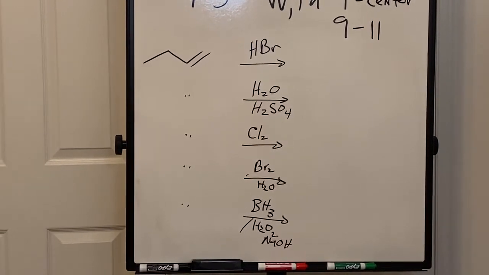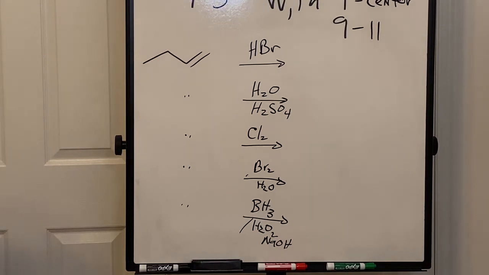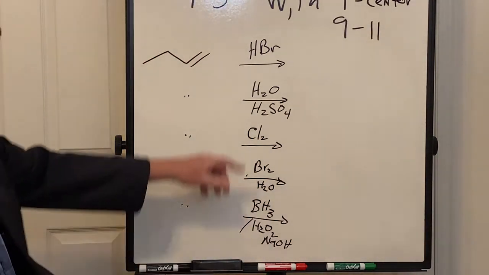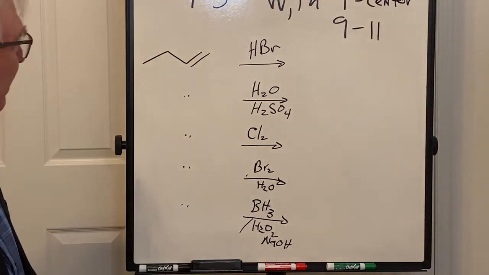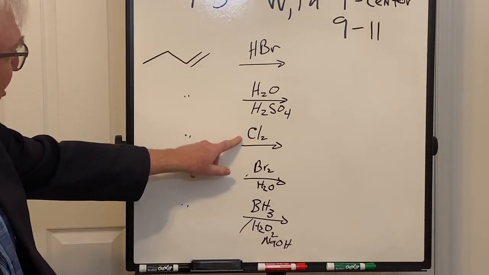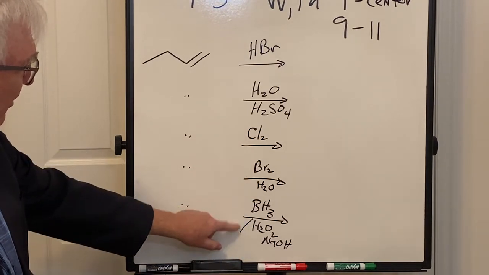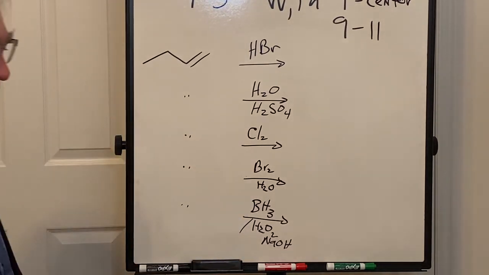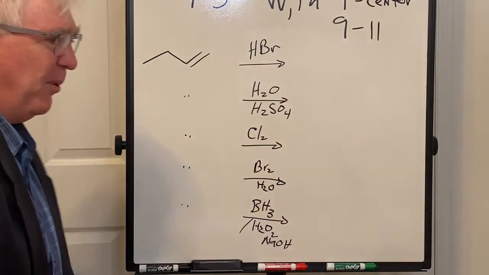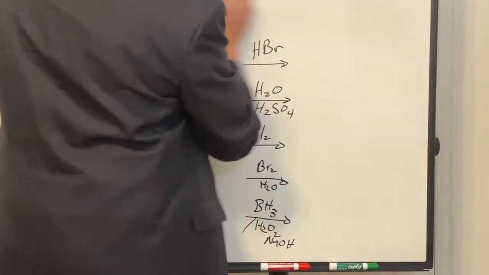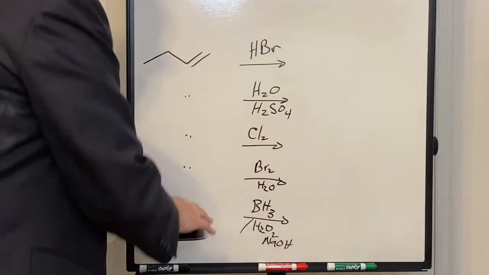All right, so we have a review here of the 5 key reactions. What do we have? We have hydrohalogenation, and we have hydration here. We have halogenation, chlorine, and then we have bromohydrin, bromine and water, and then we have hydroboration. With what substrate? We're going to start with just 1-butene. So if you want to pause the video and try to come up with these products, go ahead.